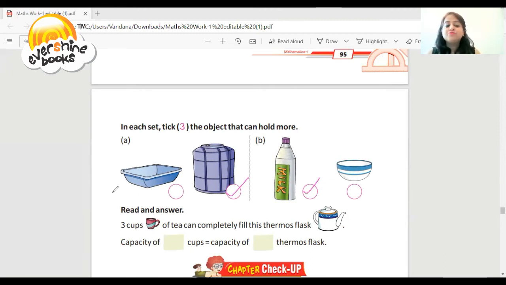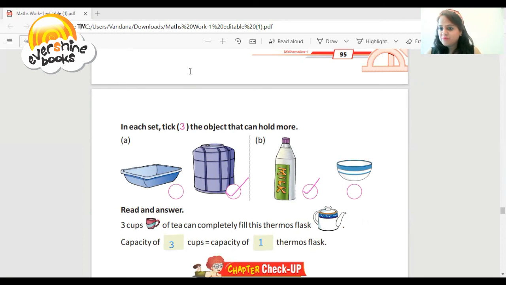Now come to this, read it loudly and answer. 3 cups of tea can completely fill this thermos flask. It means we can put 3 cups of tea in this thermos flask. So students, the capacity is 3 cups. Just write the answer in the given box, that is 3. Now here is one thermos cup. So just write the answer, one thermos cup. Read it loudly: 3 cups of tea can completely fill this thermos cup.